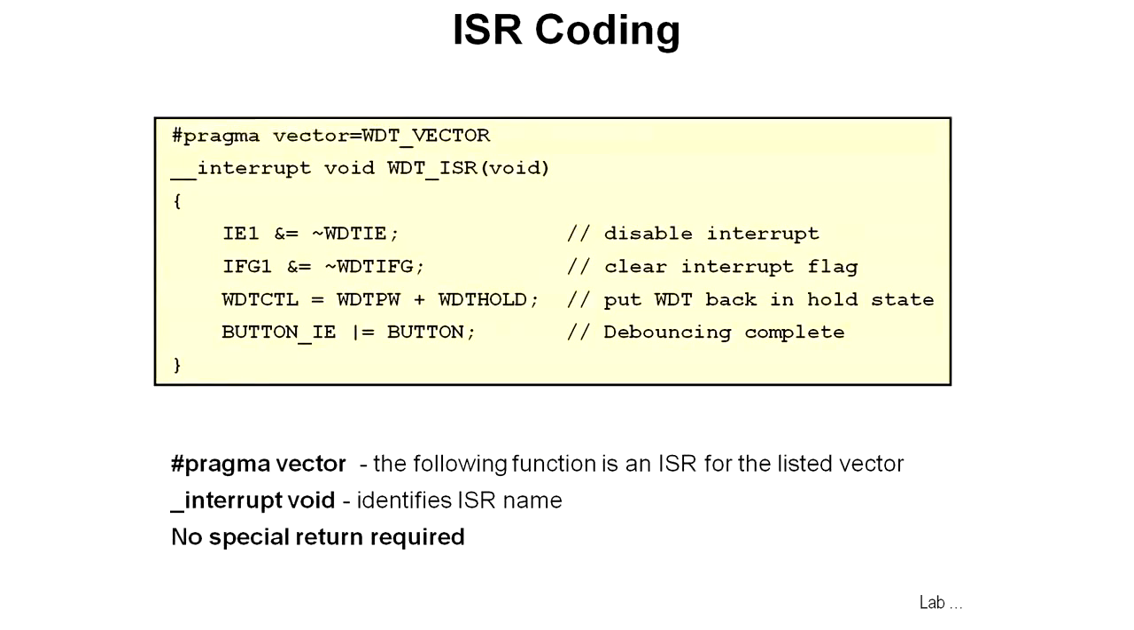This identifies the following function as being the interrupt service routine for that vector when it's called. Then with this __interrupt void, we need to identify what the ISR name is. That will give it an address, the location identified by WDT_ISR, and that address is going to be plugged in automatically by the compiler into the watchdog timer vector. That way, when the interrupt service routine gets run, it will jump right to the first of these instructions, run all of these, and then jump back into code. No special return is required. Nothing else is required to make an interrupt run. And we're going to see all this in the lab.